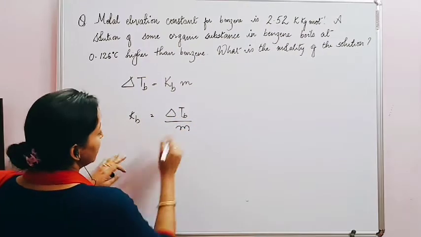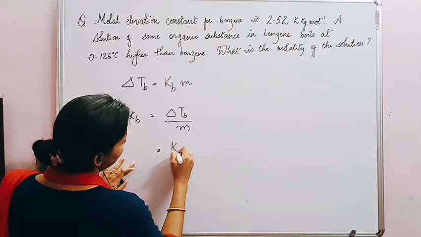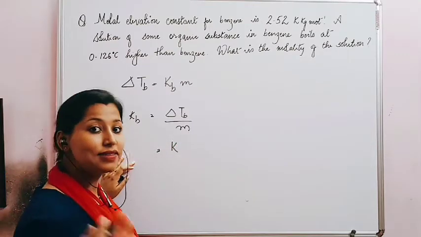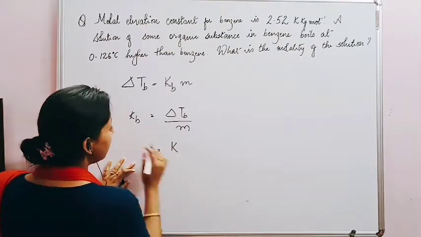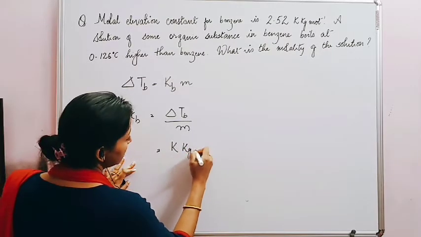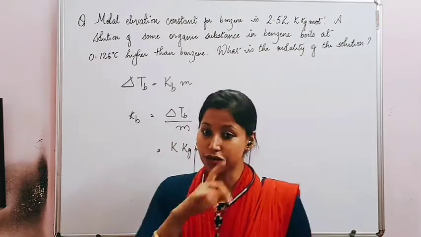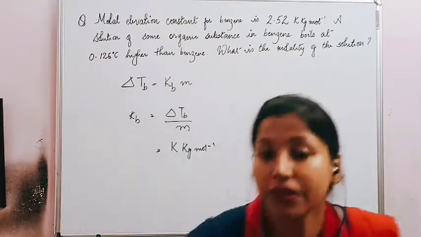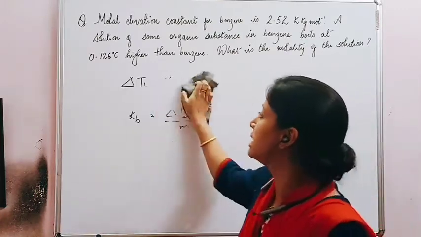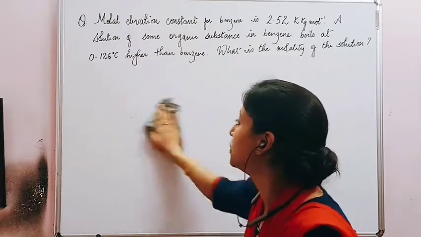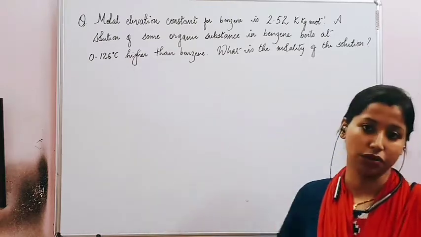The unit of temperature is Kelvin and molality is mole per kg. So Kb has units of Kelvin kg per mole. Alright, so this is the information that you need to remember. Okay, so keeping this in mind, let's try to solve the numerical which I have written on the board.